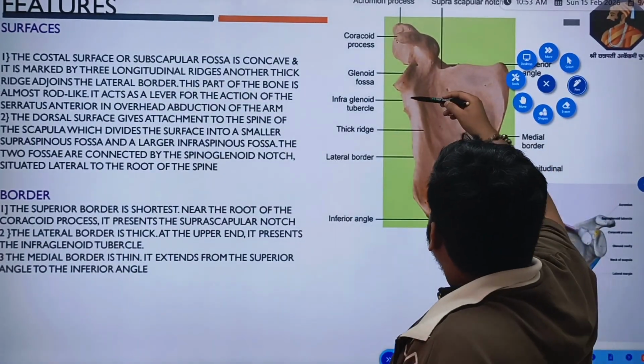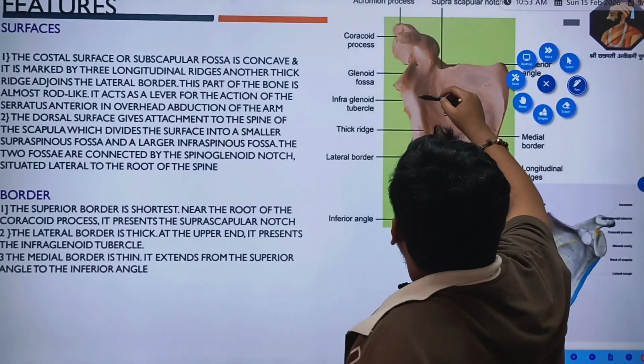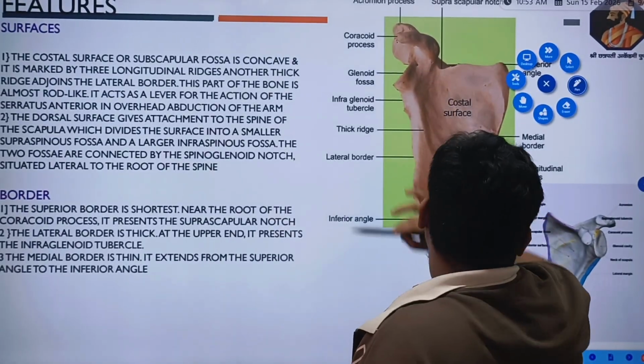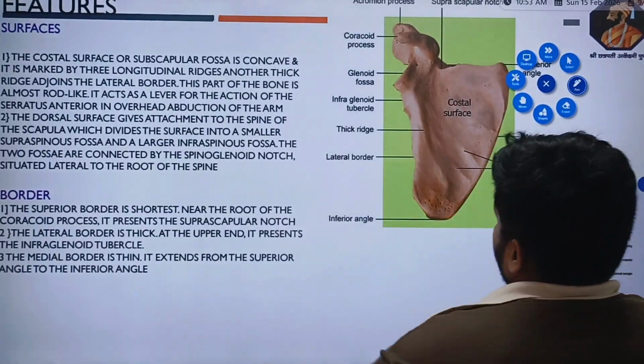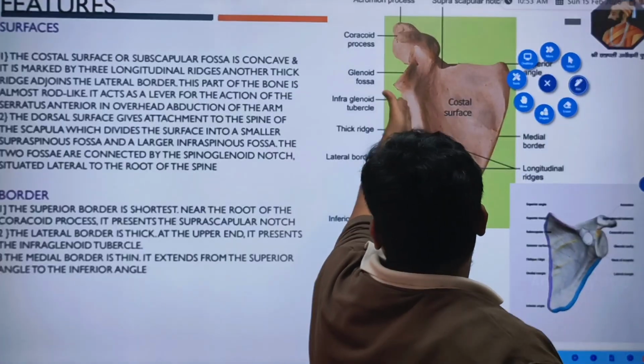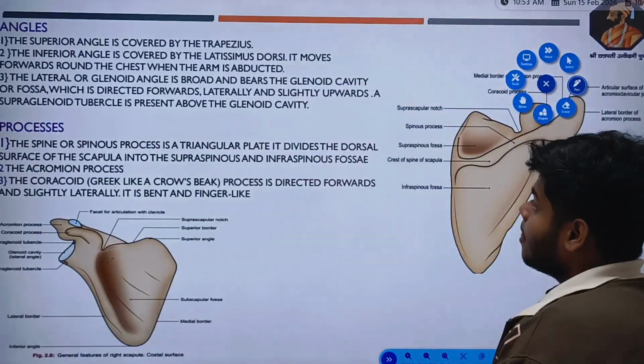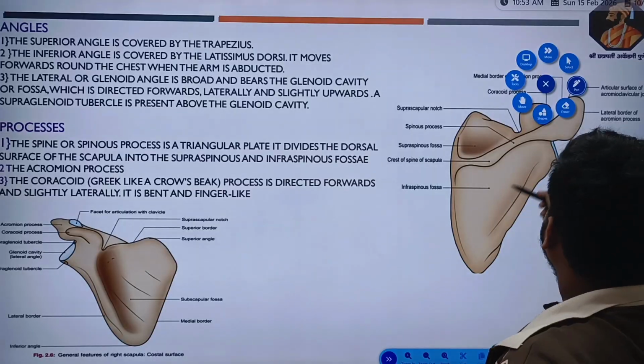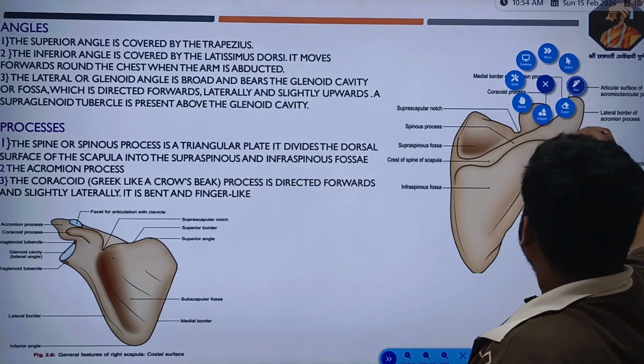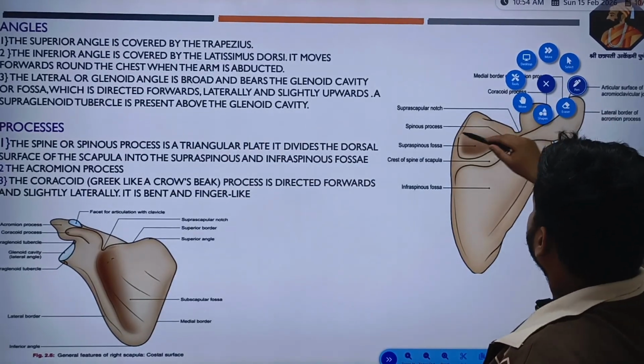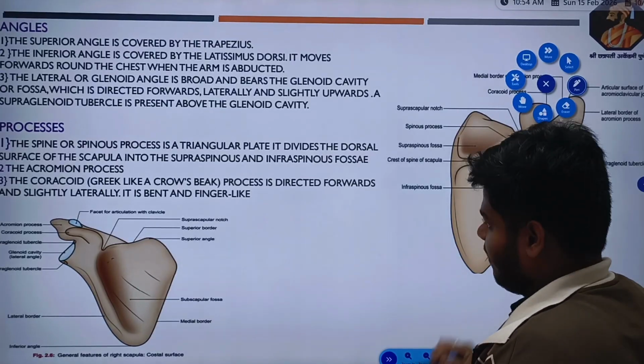Now here is the infraglenoid tubercle, and here is the supraglenoid tubercle. Here there are the attachments of various muscles. Here there is the triceps brachii and others. Now the angles. This is the lateral angle formed by the glenoid cavity, the lateral or glenoid angle. This is the superior angle and this is the inferior angle.